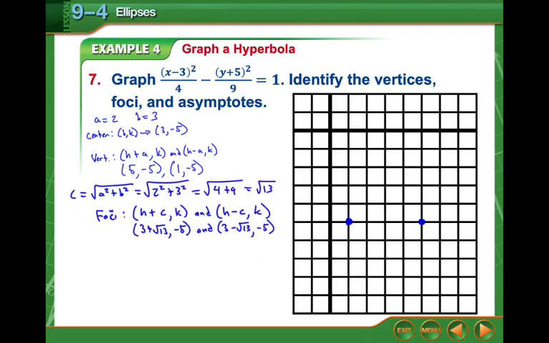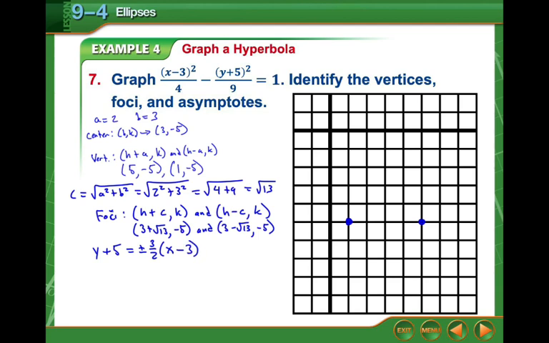All right. So for our asymptotes, that's going to be at y minus our negative 5, k. So y minus k means y minus negative 5, so it's y plus 5, equal to plus or minus b over a, which is going to be 3 over 2, times x minus h, which is 3.